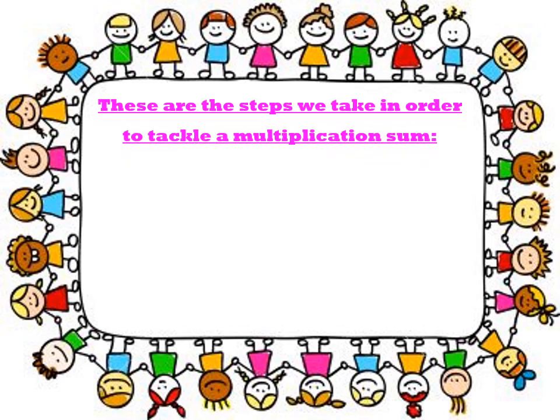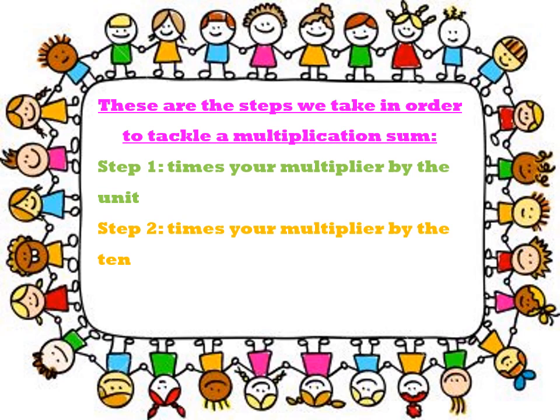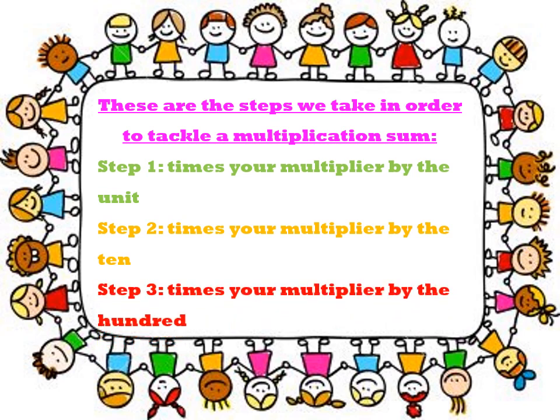These are the steps we take in order to tackle a multiplication sum. Step 1, times your multiplier by the unit. Step 2, times your multiplier by the 10. And step 3, times your multiplier by the 100.